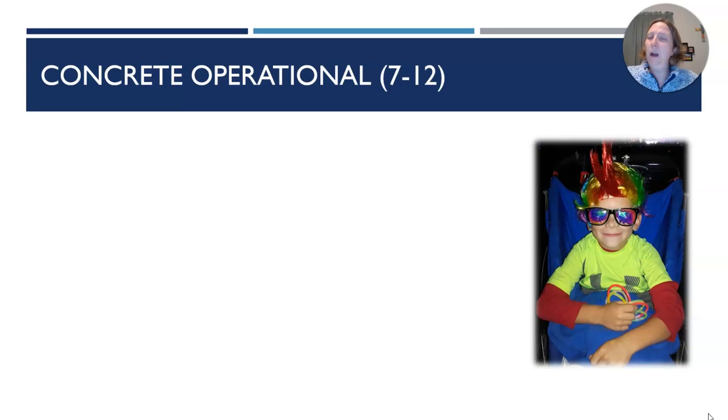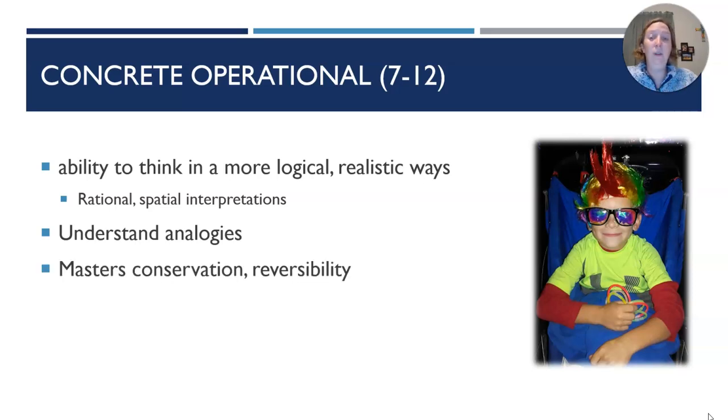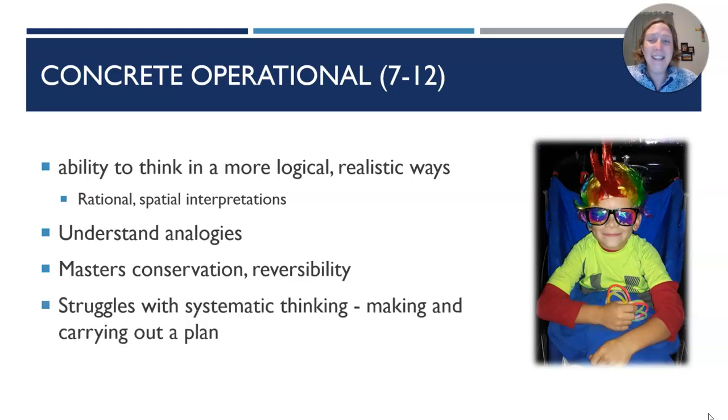Next is the concrete operational stage, which is kind of the older child stage. This is where a little young human develops the ability to think in a more logical, realistic way. They are capable of rational and spatial interpretations. They enjoy hands-on experiences. They understand analogies, master those conservation and reversibility errors that they made when they were younger, and yet they struggle with systematic thinking, things like making and carrying out a plan.